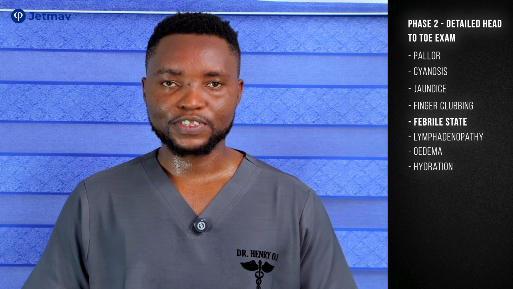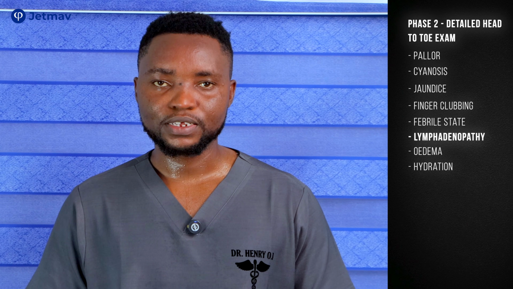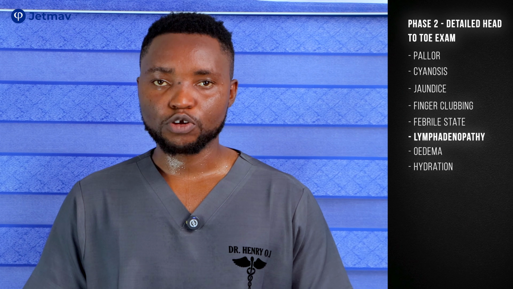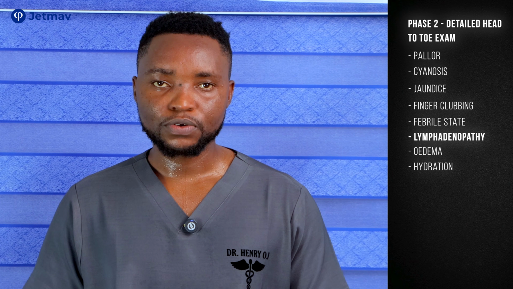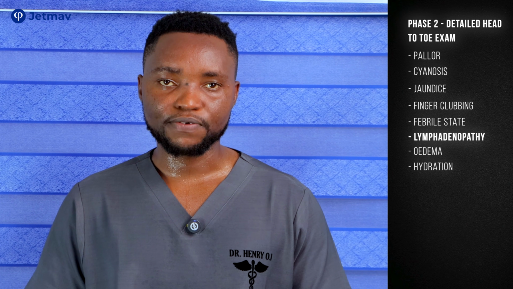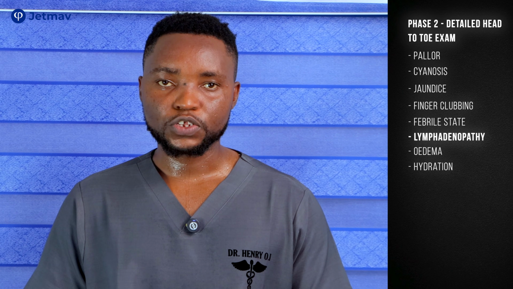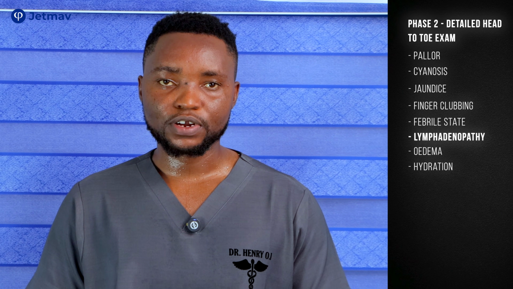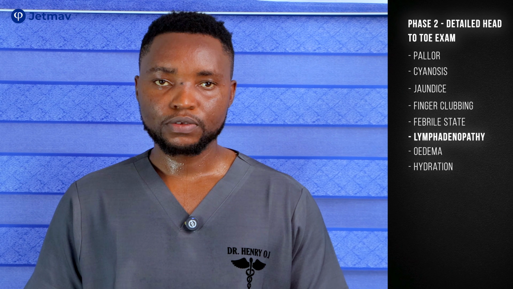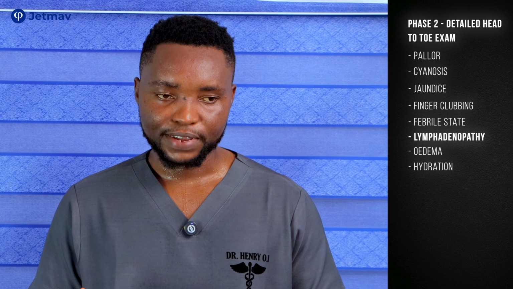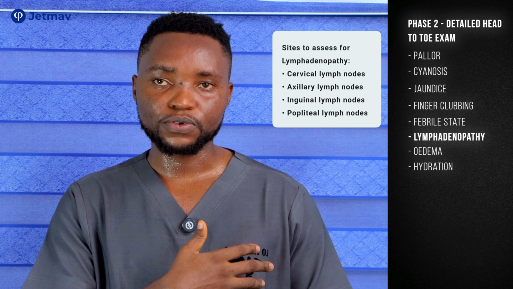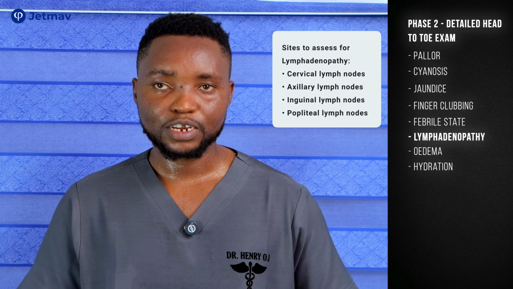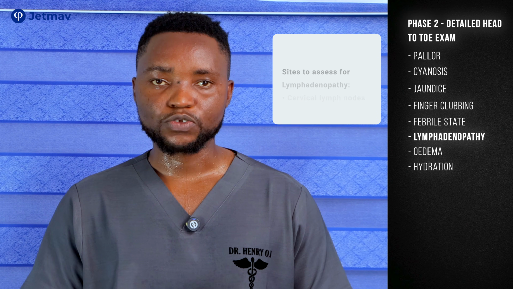The next feature of systemic inflammation is lymphadenopathy. So we all know that lymph nodes are normally not palpable, and they're very small, like less than 1 cm. So lymphadenopathy refers to the swelling of the lymph nodes where they become palpable. So the swollen lymph nodes are just your body's natural reaction to infection or illness. So some of the areas where we assess for lymphadenopathy are the cervical lymph nodes, the axillary lymph nodes, the inguinal lymph nodes, and then the popliteal lymph nodes. So these are some of the areas where we assess.